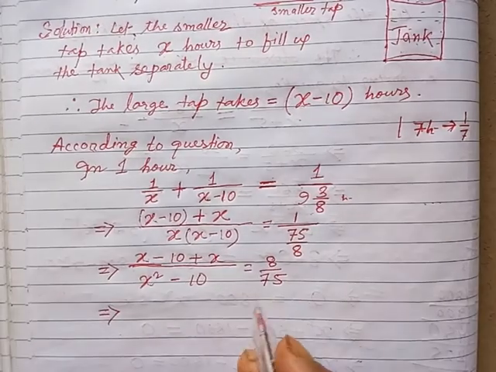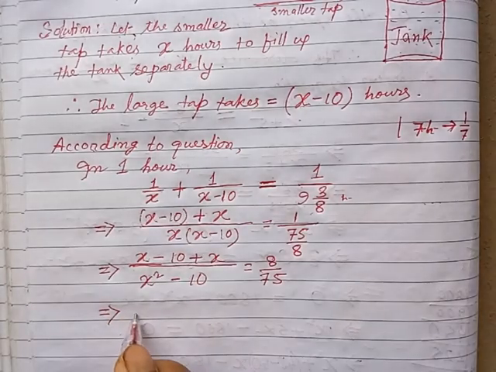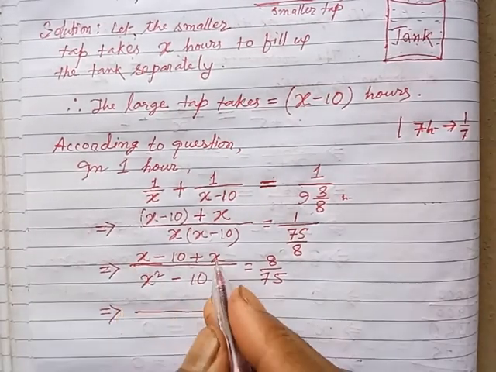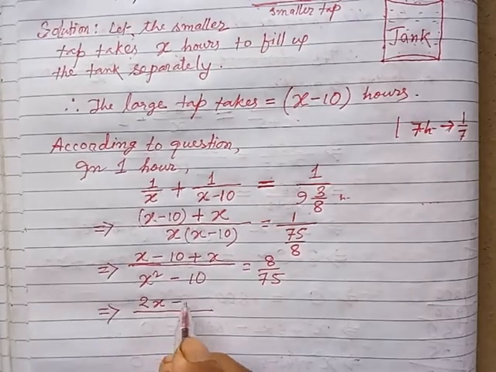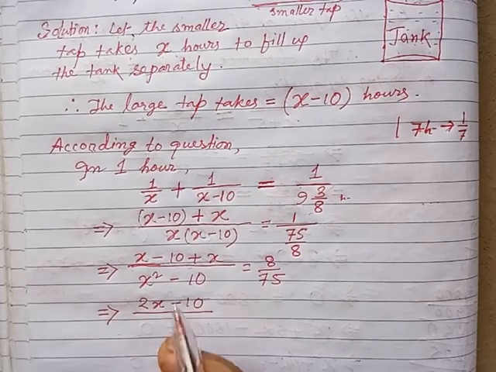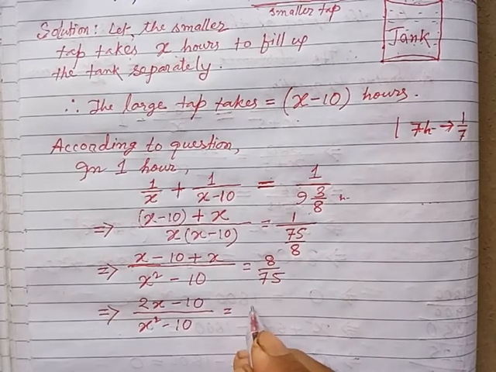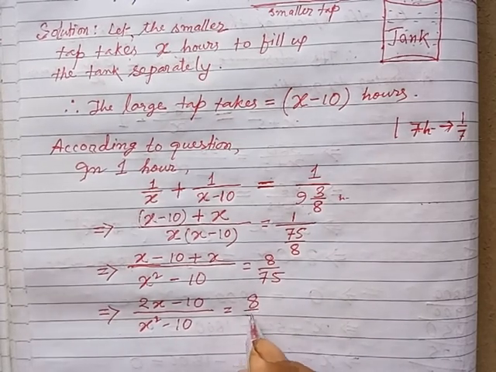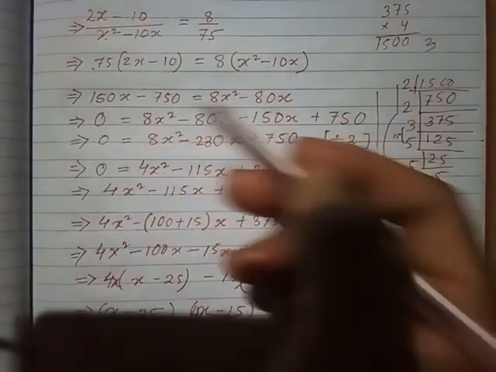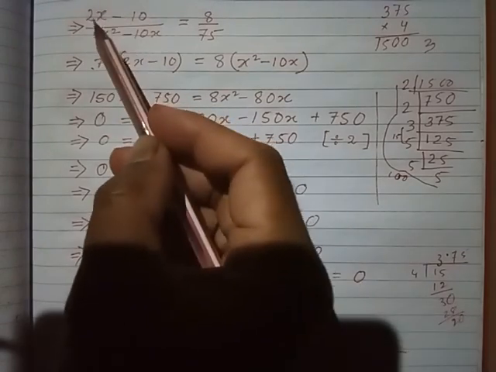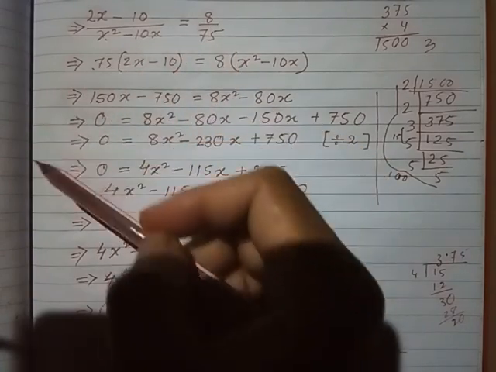So now let us cross multiply, but before cross multiplying you just look here, make it more simple. X plus x, it will be 2x, and minus 10 is remaining the same. X square minus 10x is remaining the same. In the right side there is 8 by 75. Now you just look. Here it is 2x minus 10 by x square minus 10x equal to 8 by 75.